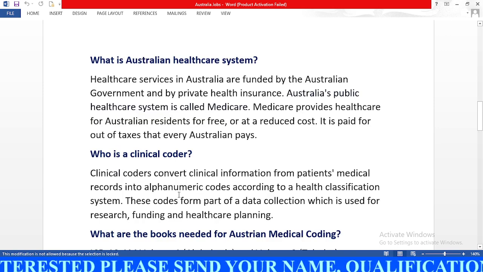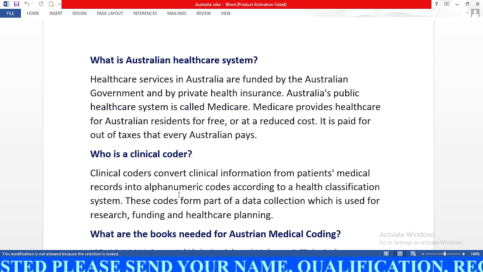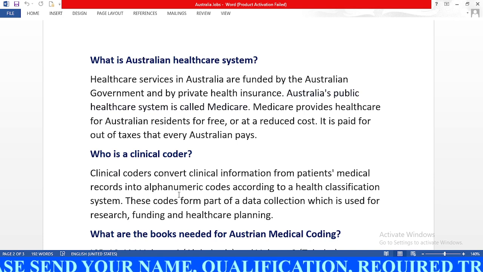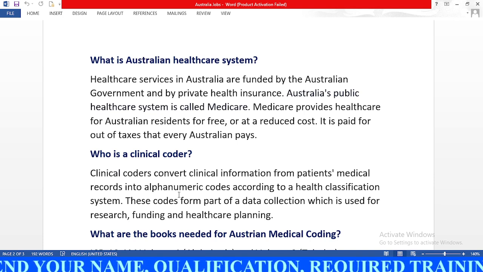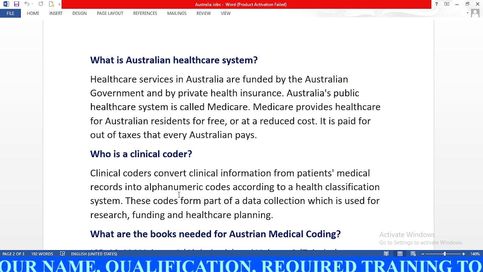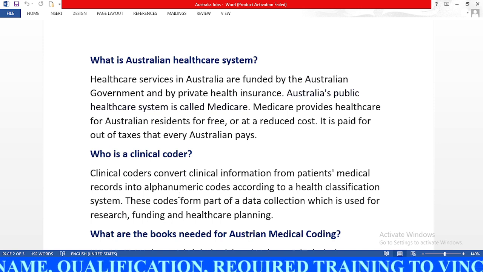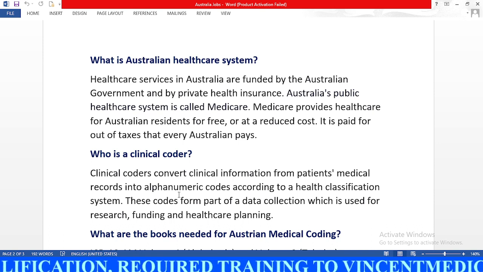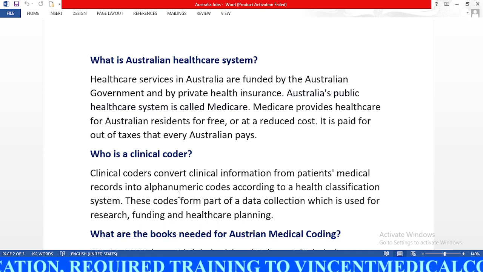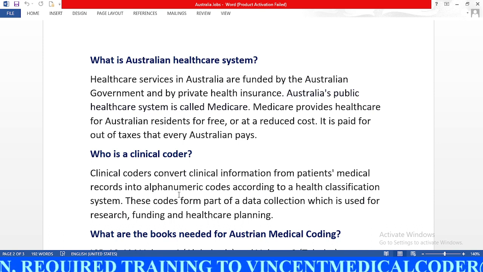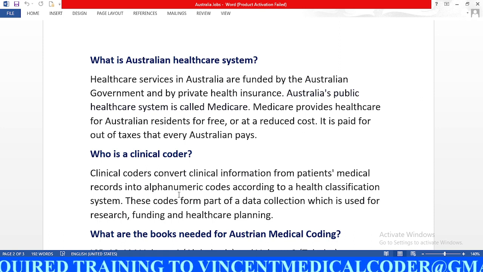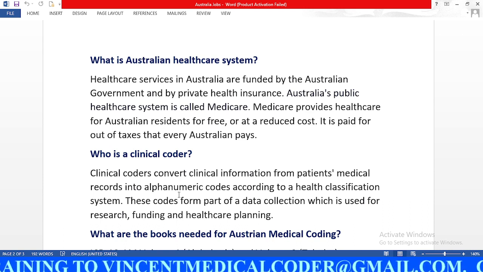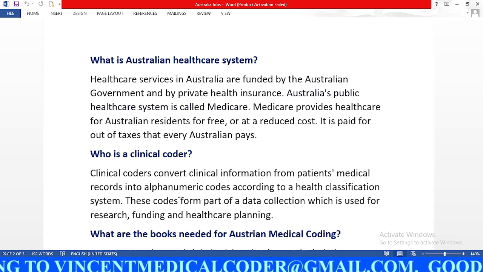So what is the Australian healthcare system? Healthcare services in Australia are funded by the Australian government and by private health insurance. As usual, there are also government funds as well as private health insurances. Australia's public healthcare system is called Medicare. Medicare provides healthcare for Australian residents for free or at a reduced cost. It is paid for out of taxes that every Australian pays.